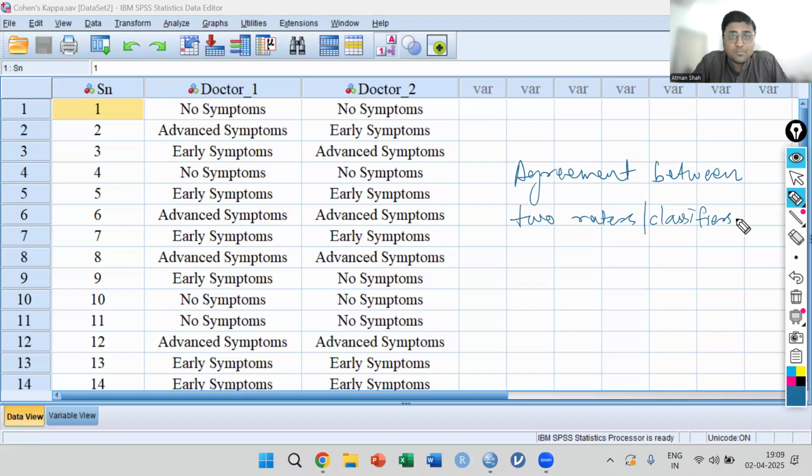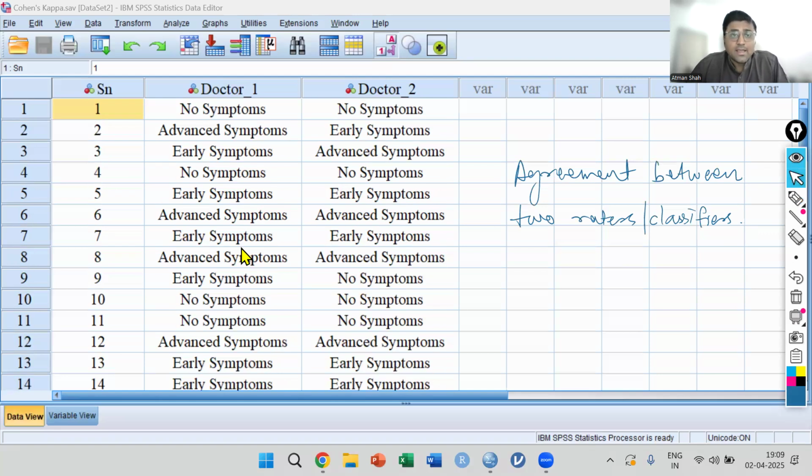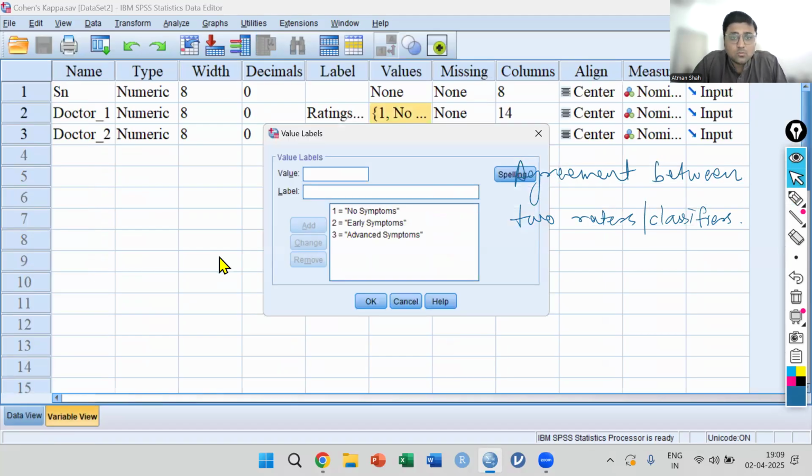Now see this example. I have the hypothetical data of 30 patients, and we have two doctors. Patients are classified into three categories: no symptoms, early symptoms, and advanced symptoms. Let me show you the variable view and the categories. One is assigned to no symptoms, two is assigned to early symptoms, and three is assigned to advanced symptoms.